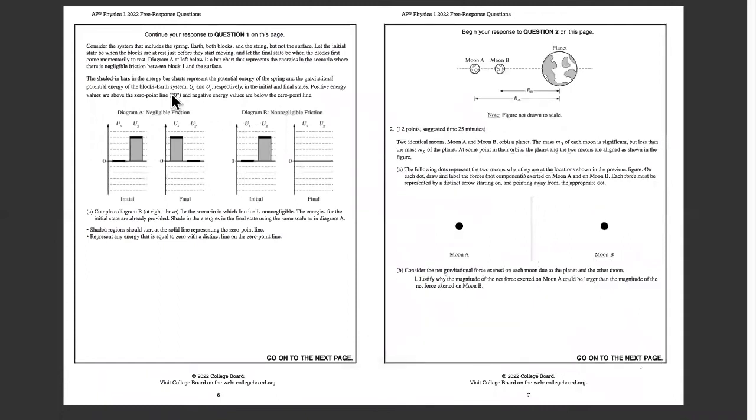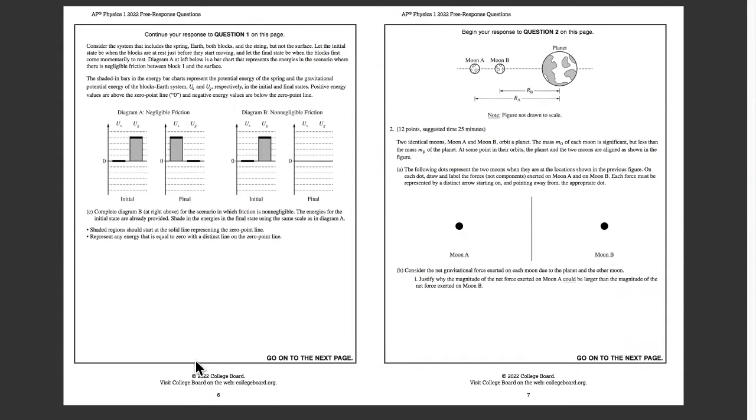What we have here is a bunch of reading, and we do also have a lot of other stuff here too. So consider the system that includes the spring, Earth, both blocks and the string, but not the surface. And then what we have to do is let the initial state be when they're at rest before they start moving, and final when they momentarily come to rest. Energy bar charts, and we have to complete diagram B at which friction is non-negligible. Shade in the energies. Shaded should start at the solid line and represent any energy equal to 0 with a distinct line. Okay, well, that's easy enough then.